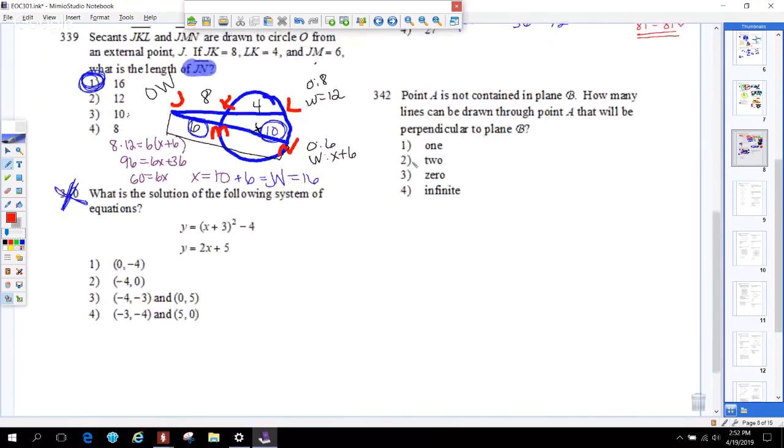Question 342, the answer is 1. Point A is not contained on plane B. So basically, every time I see these problems, I always draw a box. It tells me that point A is not on plane B. So I'm going to color down here as my plane B. So point A is not on it. How many lines can be drawn from point A to the plane that's also perpendicular? Well, perpendicular means I need a 90-degree angle. Right there, 1 line can be drawn. That's it.